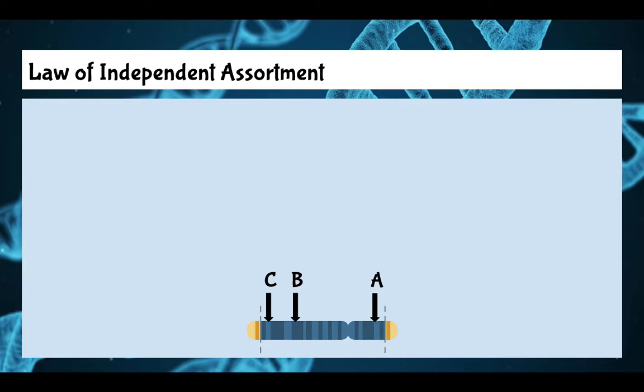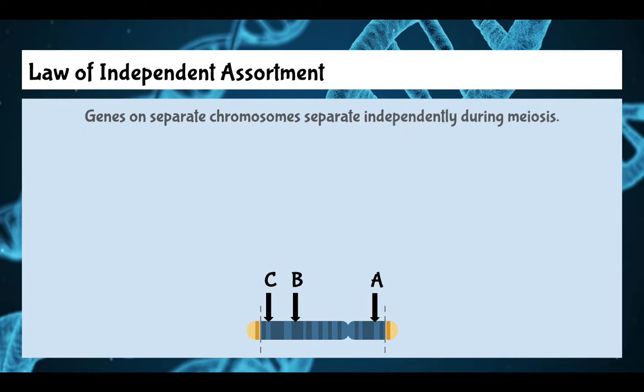Okay, so let's put it in the framework of DNA and chromosomes and separation of alleles. Genes on separate chromosomes are going to separate independently during meiosis. If they're on a different chromosome, they're going to go a different direction during meiosis. This is true unless the genes are linked.